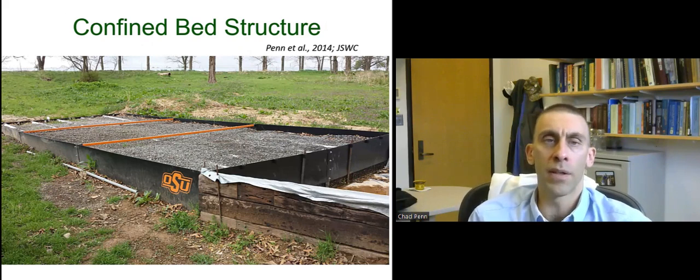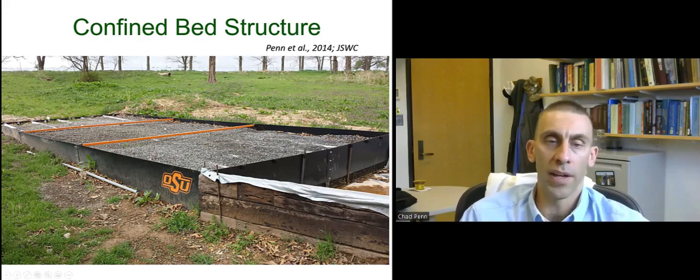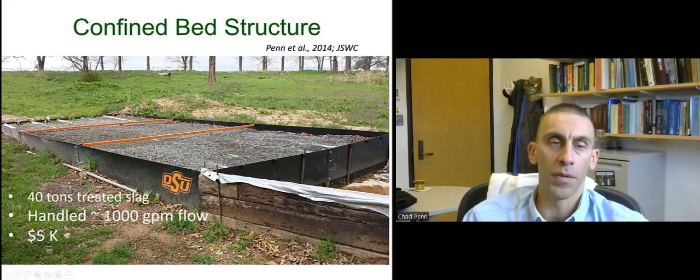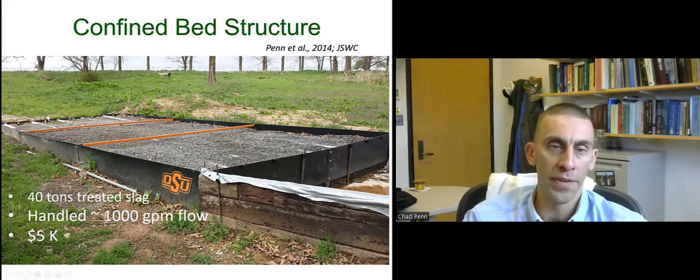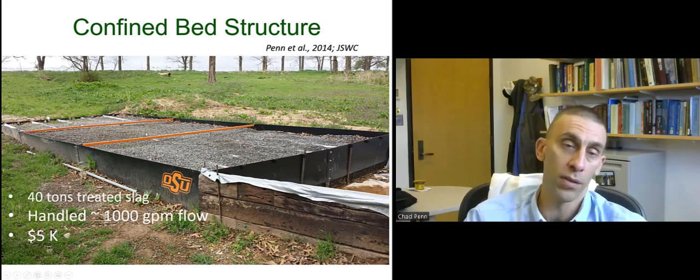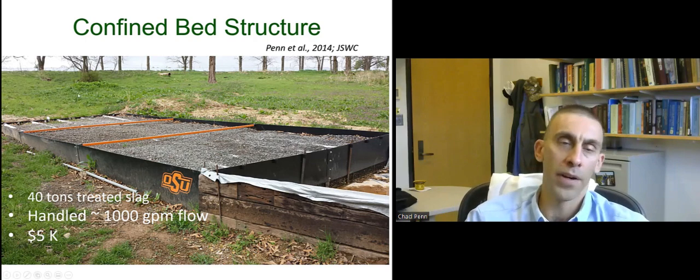This, I call this a confined bed structure. We've built several of these in Oklahoma. I think we built some in Maryland, but essentially these treat surface runoff, and it's just what it says it is. It's a confined bed that contains the media. You need to channel the water to flow into it. In this case, we've got about 40 tons of a treated steel slag. It's aluminum coated. This is on a poultry farm in eastern Oklahoma. Very, very high dissolved P concentrations flowing into this from nearby.